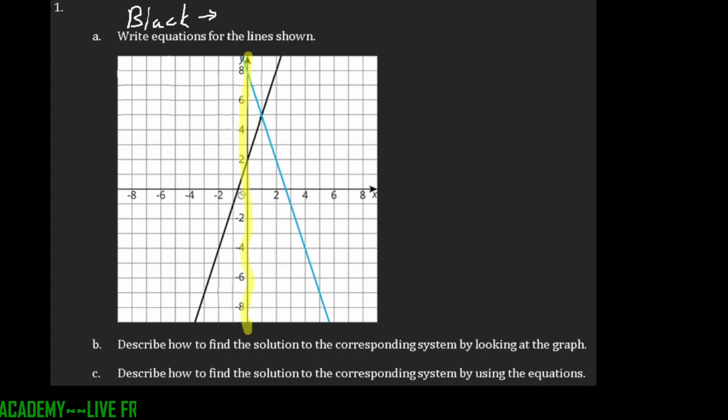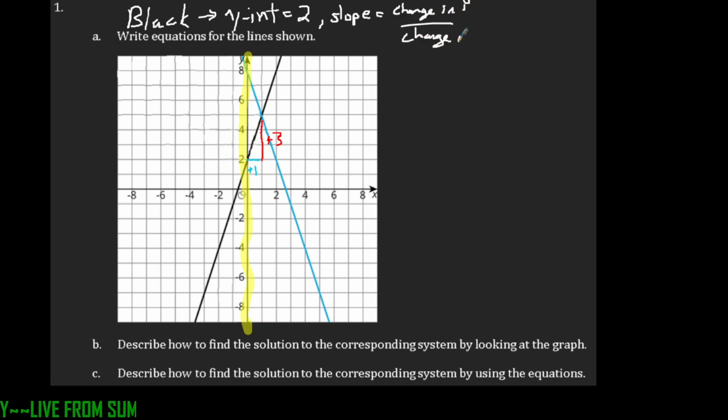My y-intercept is at that point. So let's say the y-intercept is positive 2. And if I make my staircase, I can say my change in x is plus 1 and my change in y is plus 3. So I can say my slope is equal to the change in y over the change in x, which means we have 3 over 1.